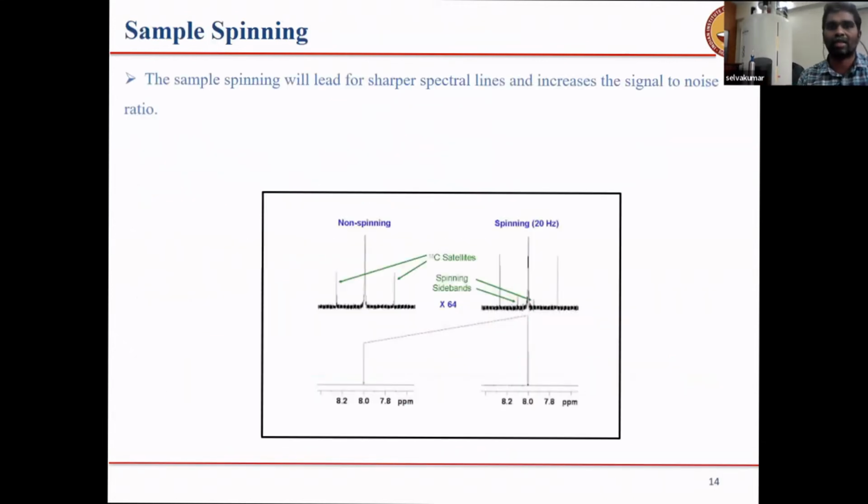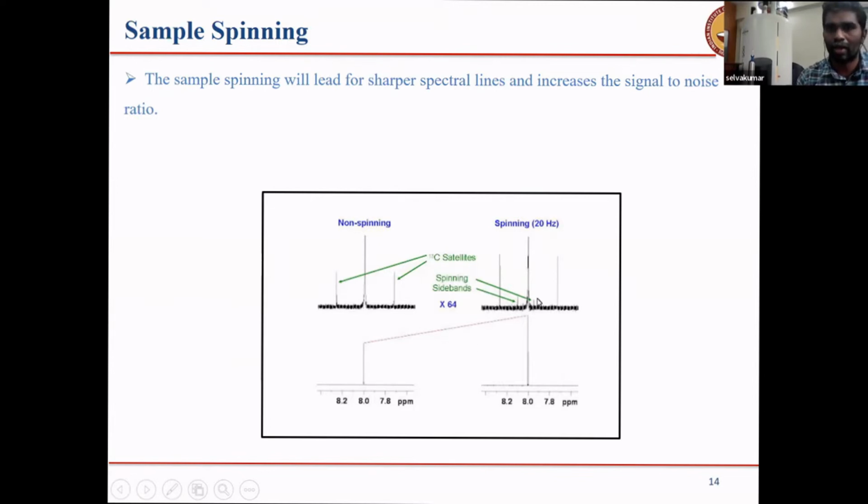So this is the example of spin on and spin off sample spectra. This is the spin off spectrum, and this is the spin on spectrum. Once we spin on, the signal intensity increases 64 times. If we spin off, we won't get proper splitting. If we spin on, we'll get the splitting and the signal intensity also increases.